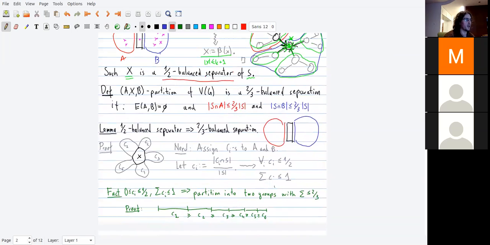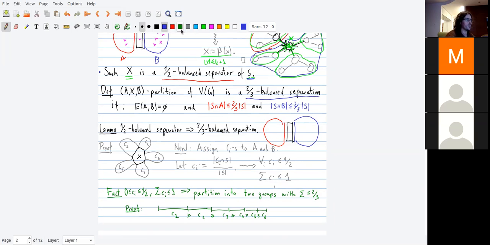So I have now the proof that if my graph has small treewidth, at most k, then I can always find a small balance separator. Every vertex set in my graph can be shattered into pieces of size at most half by a small set. I will actually need a little bit more. I will need a 2/3 balanced separation instead of a separator.